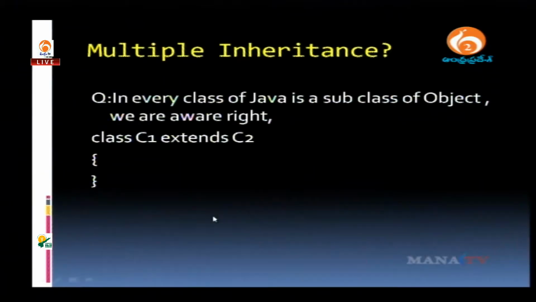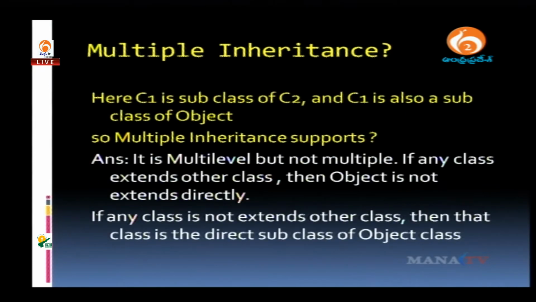Here is the same question once again: every class in Java is a subclass of Object. So, we are aware, class C1 extends C2. Here C1 is a subclass and C2 is a superclass. C1 is a subclass of C2, C2 is a superclass, and C1 is also a subclass of Object. So is multiple inheritance supported? No, it is not multiple, it is multi-level inheritance.